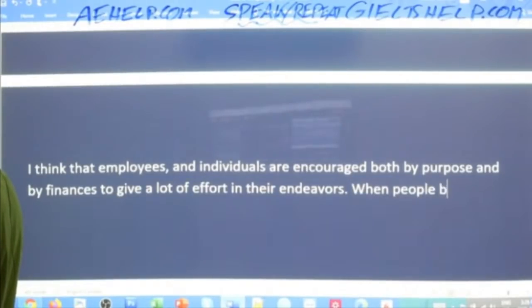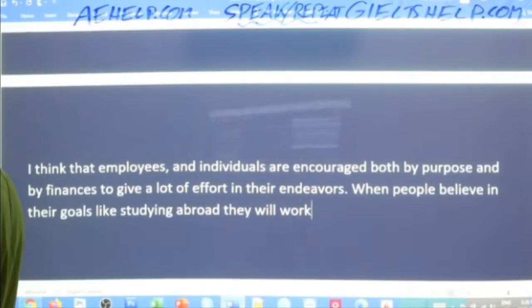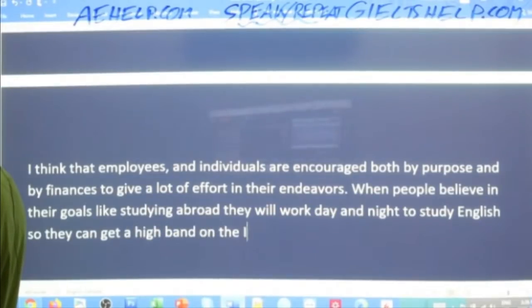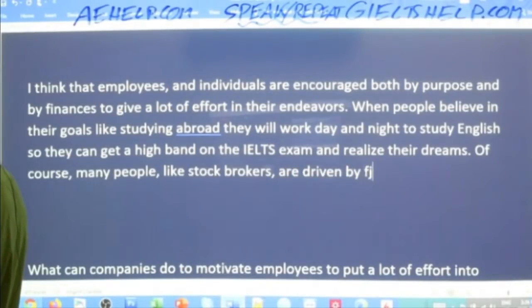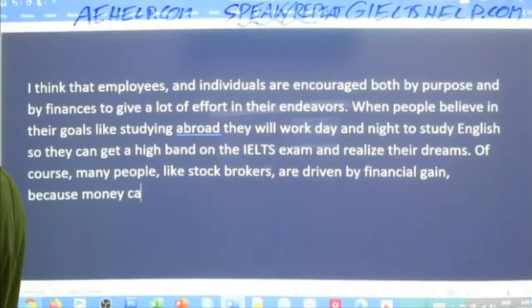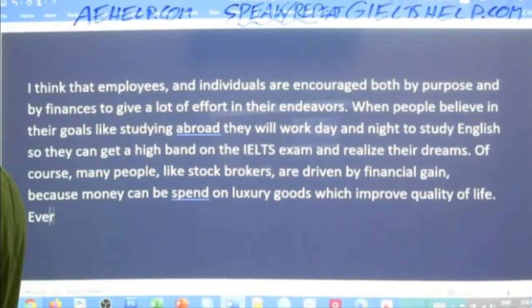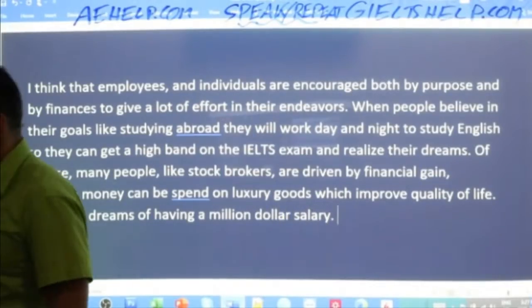When people believe in their goals, like studying abroad, they will work day and night to study English so they can get a high band on the IELTS exam and realize their dreams. Of course, many people, like stockbrokers, are driven by financial gain because money can be spent on luxury goods which improve quality of life. Everyone dreams of having a $1 million salary. Okay. So there's my answer.